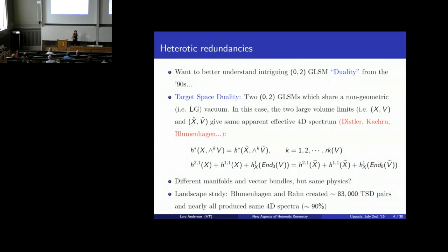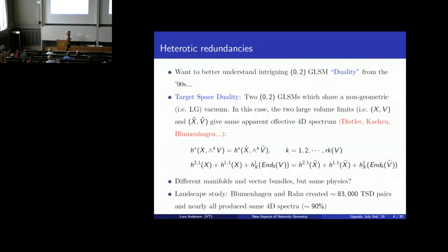So the observation of Distler and Kachru was that if you have two distinct (0,2) gauge linear sigma models which share a non-geometric, in many cases, Landau-Ginzburg vacuum, there can be two large volume limits corresponding to two different manifolds, X and X tilde, and vector bundles V and V tilde over them, that can give the same apparent 4D effective, at least massless spectrum of the theory.